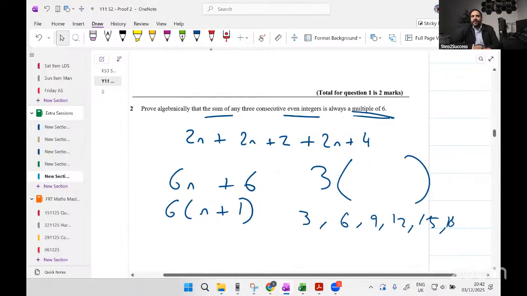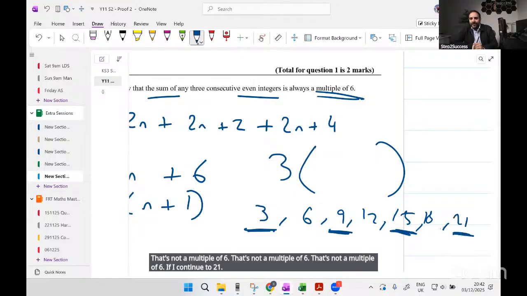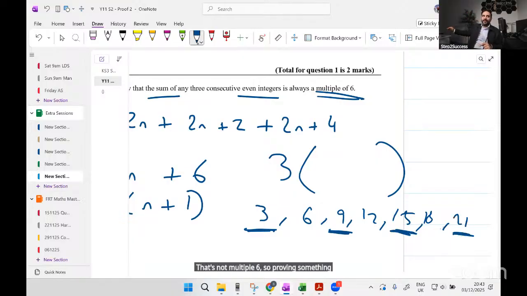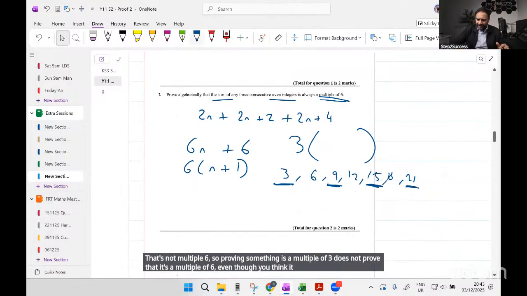A lot of these are not multiples of six, are they? That's not a multiple of six. That's not a multiple of six. That's not a multiple of six. If I continue to 21, that's not a multiple of six. So proving something is a multiple of three does not prove that it's a multiple of six, even though you think it probably should. It doesn't.